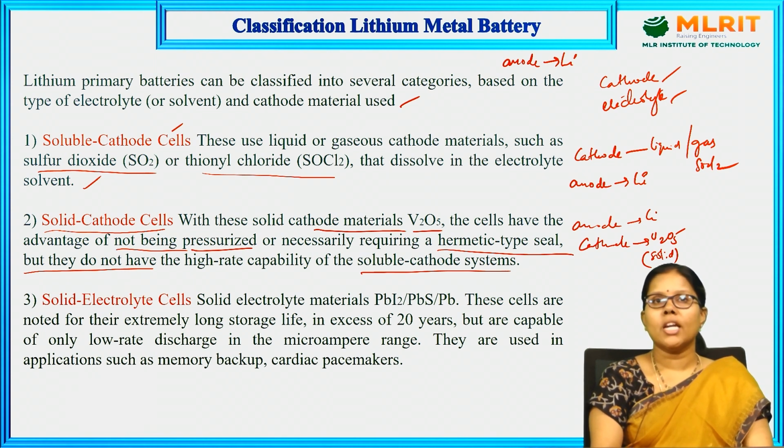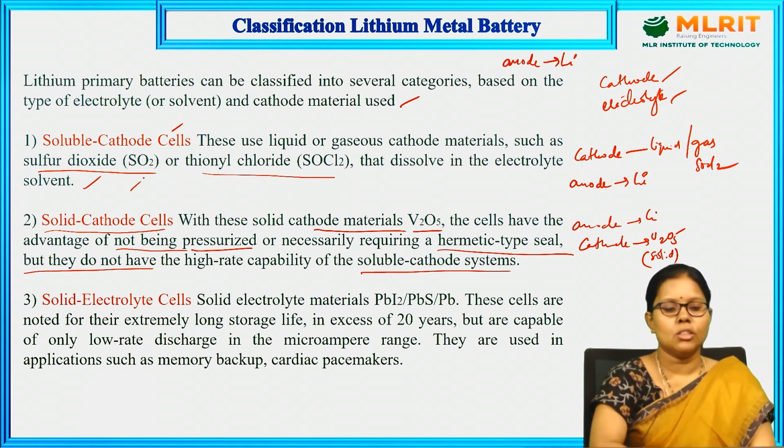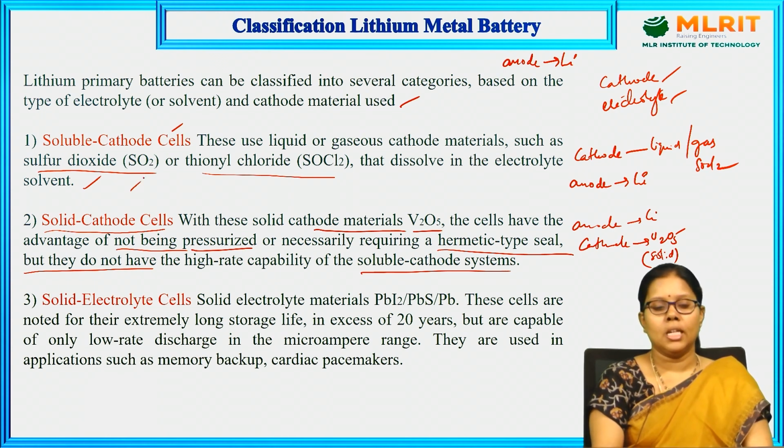But they do not have high rate capabilities. Withstanding temperatures are also very low when compared with soluble cathodic cells. Soluble cathode cells can withstand up to minus 80 degrees, but this cannot.